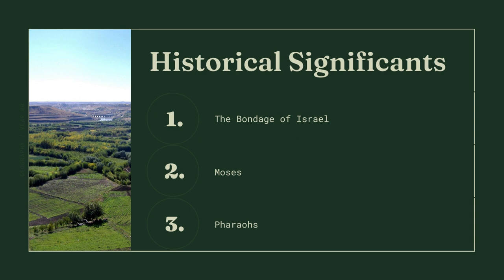We have historical significance for Egypt. There is the bondage of Israel. Israel in bondage there in Egypt. And so the stories that go along with that. Moses, being the leader that leads the people of Israel out of Egypt, out of bondage, out of captivity. And yes, Moses is the leader, but ultimately it is God who actually does this very wonderful and powerful thing. And then the pharaohs, early on, the pharaohs become kind of the antagonists in the biblical story, particularly in the case of Moses and the situation of leading the children of Israel out of bondage.